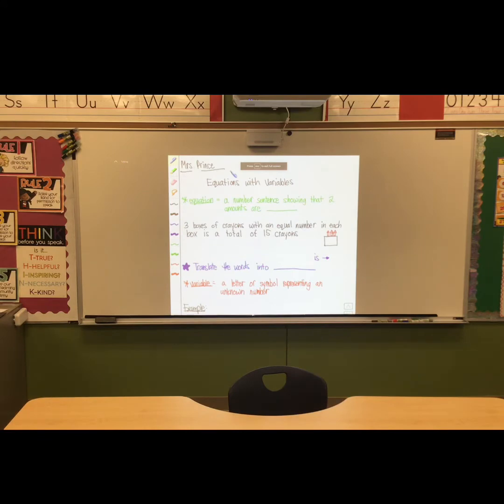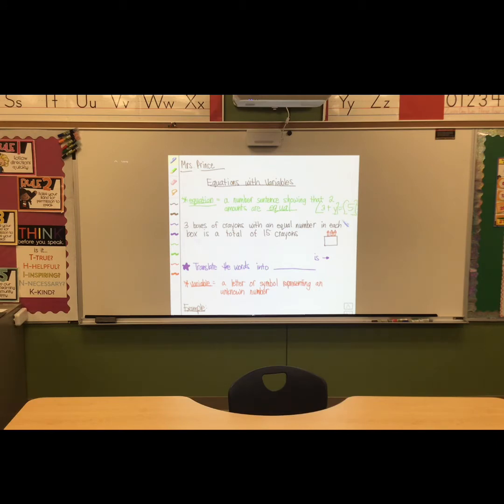And today I'll be helping you out with problems involving equations with variables. Okay, so let's first review the definition of an equation. An equation is a number sentence showing that two amounts are equal. So what we're going to be doing here is writing equations from some words that are given to us. So for example, an example of an equation would be like 3 plus y equals 5. Okay, because we have this amount on this side and this amount on this side, they would both be considered equal, the 3 plus y and the 5.